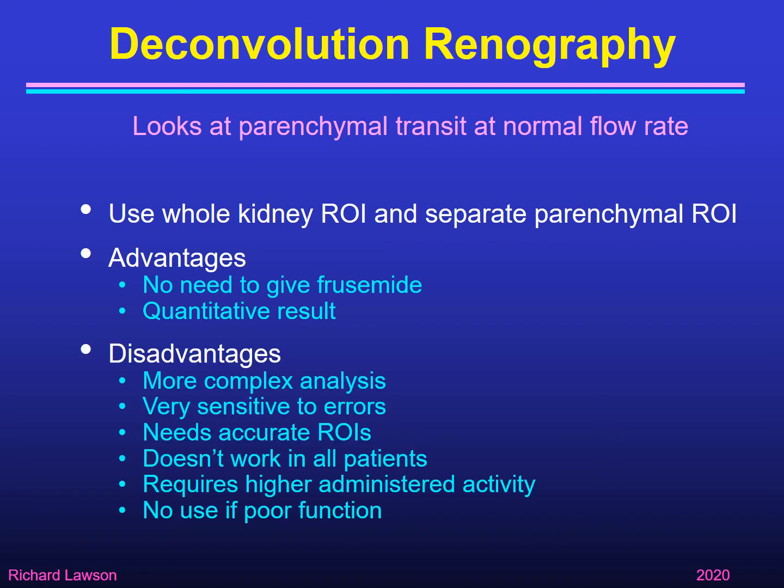The disadvantages are that it's a much more complex analysis, which unfortunately is very sensitive to errors. It needs more accurate region of interest, particularly for the parenchymal region, and it doesn't work in all patients because of all these little difficulties. It also requires a higher administered activity in order to get enough counts, and it also is no use if very poor function, because there won't be enough counts in the renogram. I discuss all of those disadvantages in the other talk that I've given about deconvolution analysis.